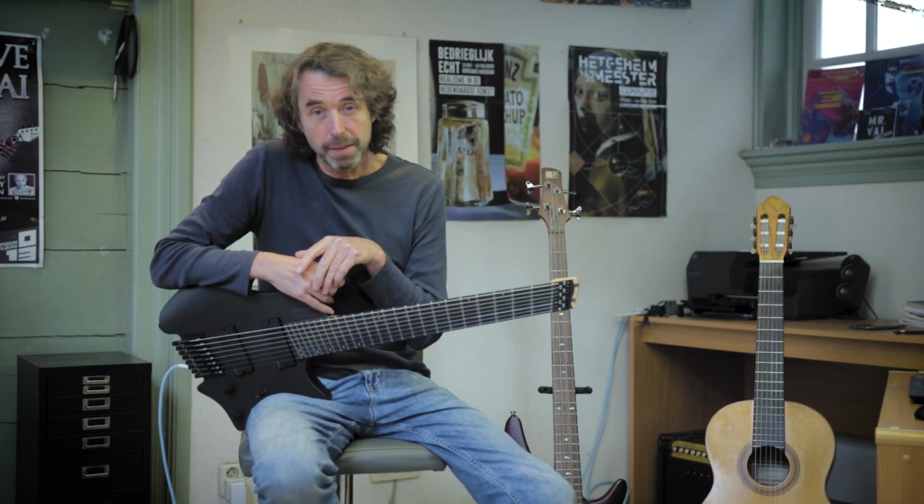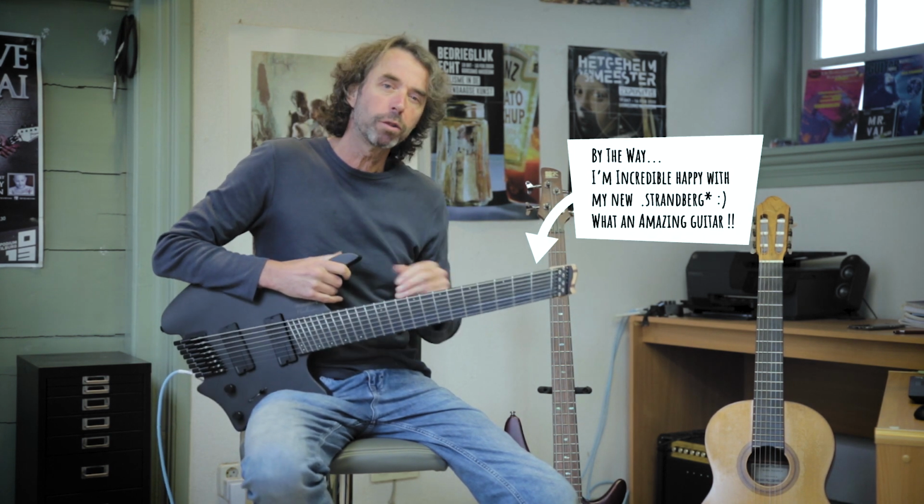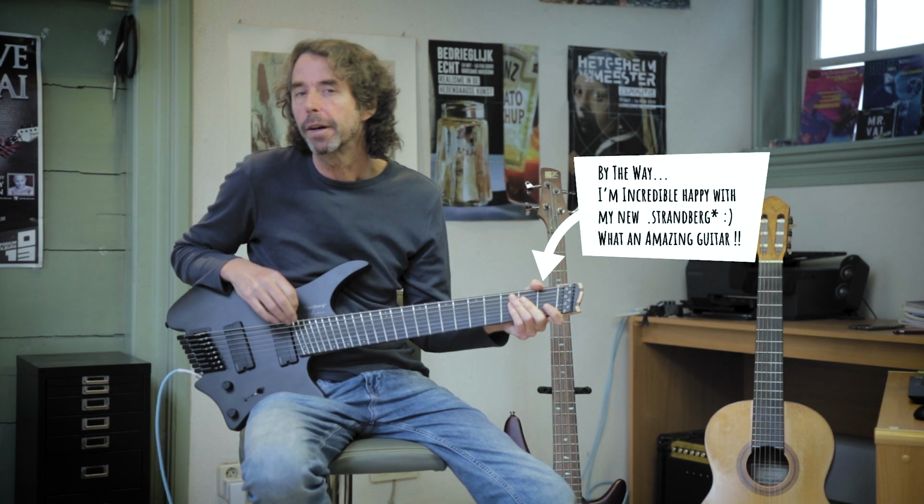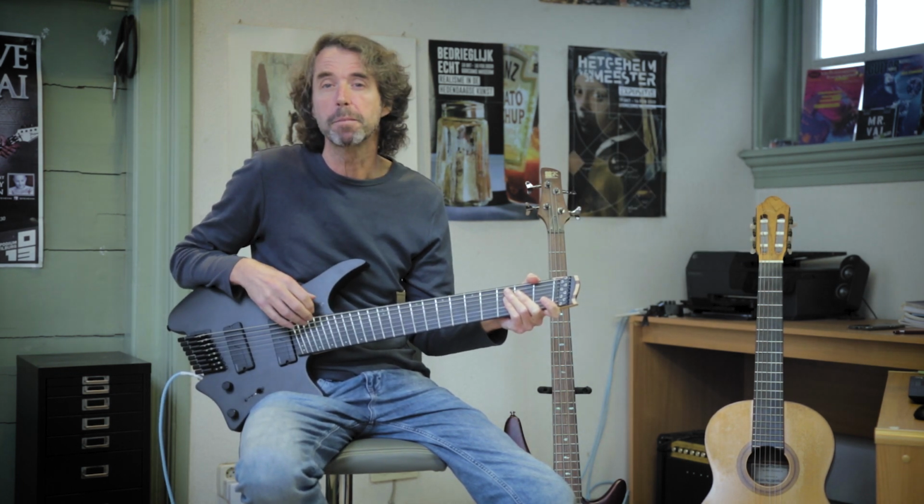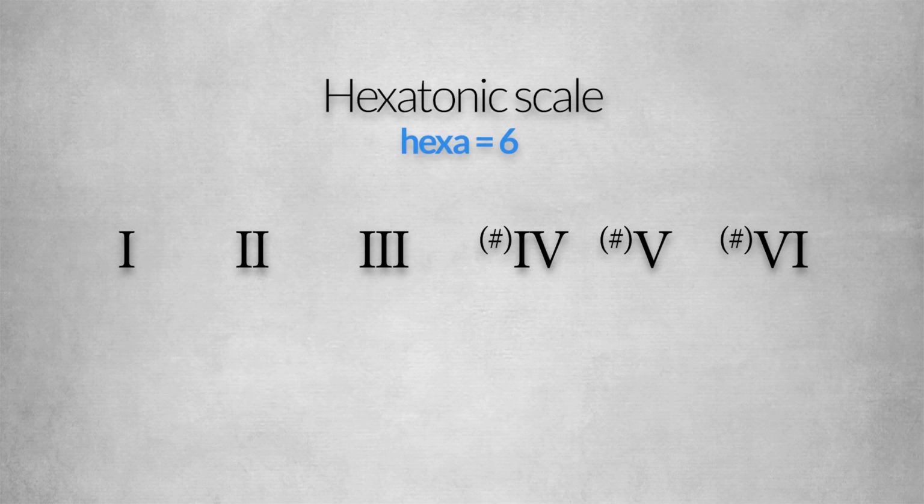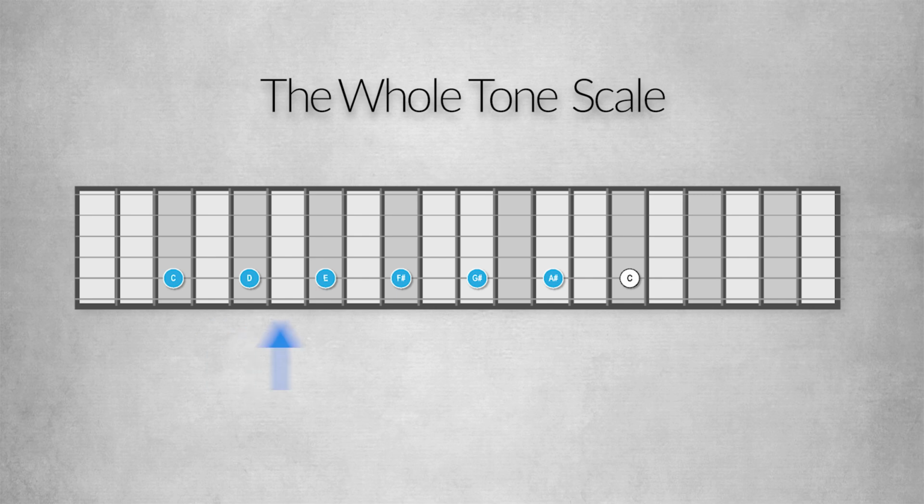Hi there! Today I'm going to talk about the whole tone scale. Well, the whole tone scale is a scale in which all notes are exactly a whole step or a whole tone apart from each other. The result is a 6-tone scale, which we call a hexatonic scale. Hexa means 6. Now, if we start the whole tone scale on the note C, we'll see that this hexatonic scale contains the following notes: C, D, E, F sharp, G sharp and A sharp.